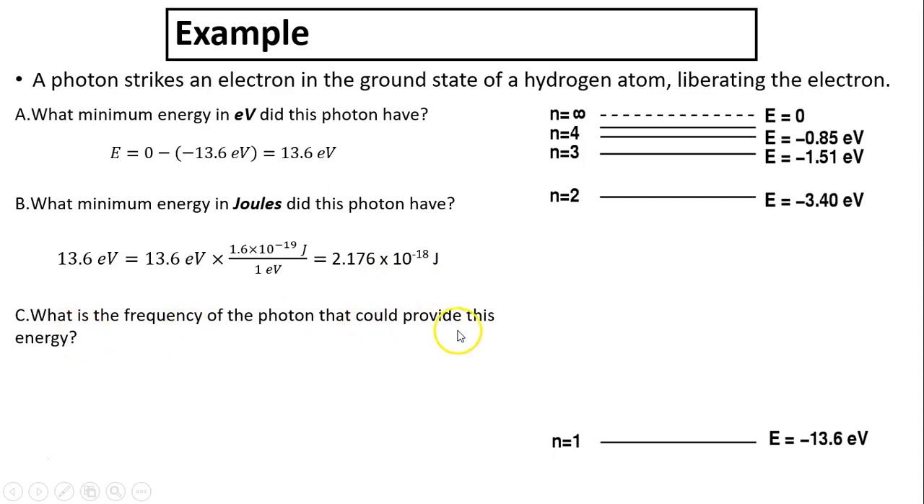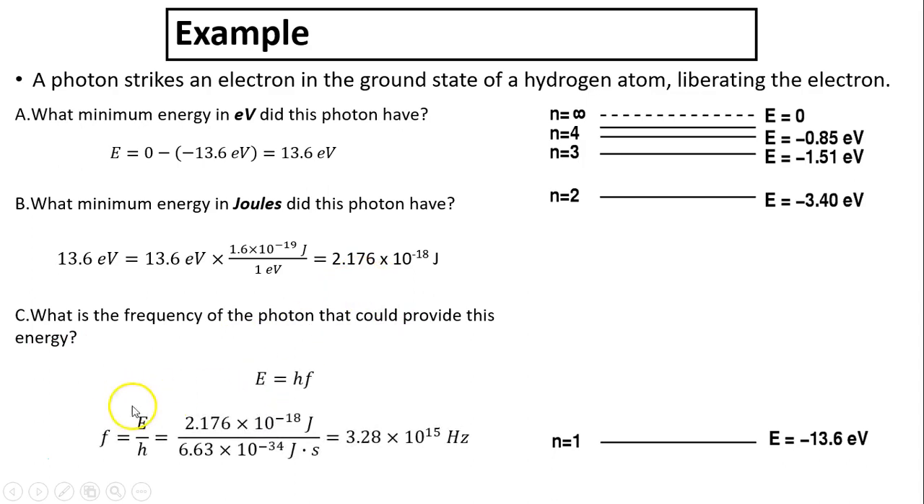What is the frequency of the photon that could provide this energy? Remember E equals h times f. So E is 2.176 times 10 to the negative 18, and h is Planck's constant, 6.63 times 10 to the negative 34 joule seconds. That's how you have 1 over second. 1 over second is hertz, which is 3.28 times 10 to the 15 hertz.